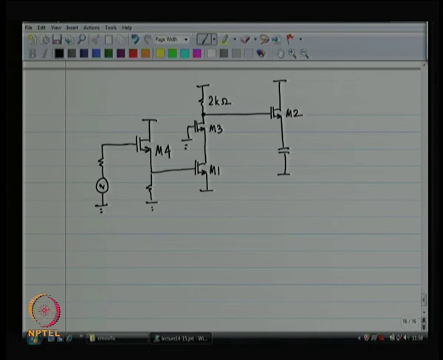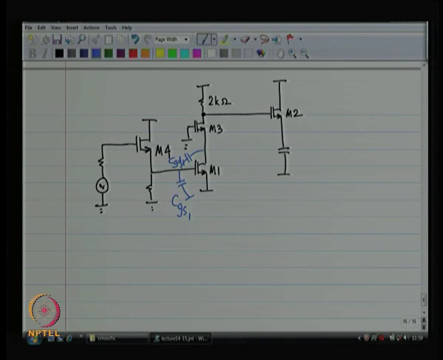All right. Now, computations as far as M3, M2 are concerned will all remain the same. Only things that will change now are CGS1 and C gate to drain 1, right. See, drain to body of device number 1 is not going to change. So, I need not work again.